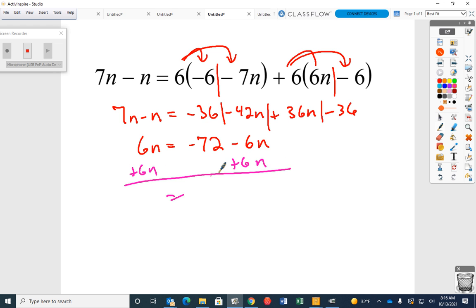Okay, now what happens to these? These are what? They're zeroed out, right? So what's left here? Negative 72. What's 6n plus 6n? 12n. Now how do I solve this? Divide each side by what? By 12. I'm dividing a negative by a positive, so no matter what, my answers are going to be negative. And what is 72 divided by 12? 6. Negative 6. Okay? You see how we did that?